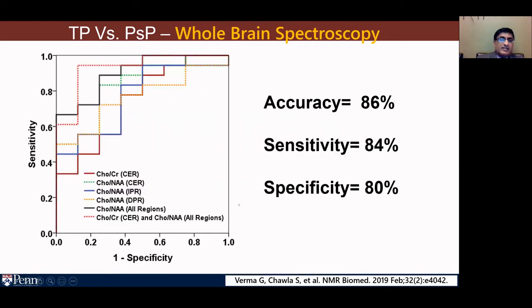So when we did the logistic regression analysis to determine the model, we observed that when choline to NAA ratio from all the regions, meaning from the solid contrast enhancement region and from the peritumor regions, and choline to creatine ratio only from the contrast enhancing region are combined, then we observed an accuracy of 86%, sensitivity of 84%, and specificity of 80% in distinguishing TP from PSP.